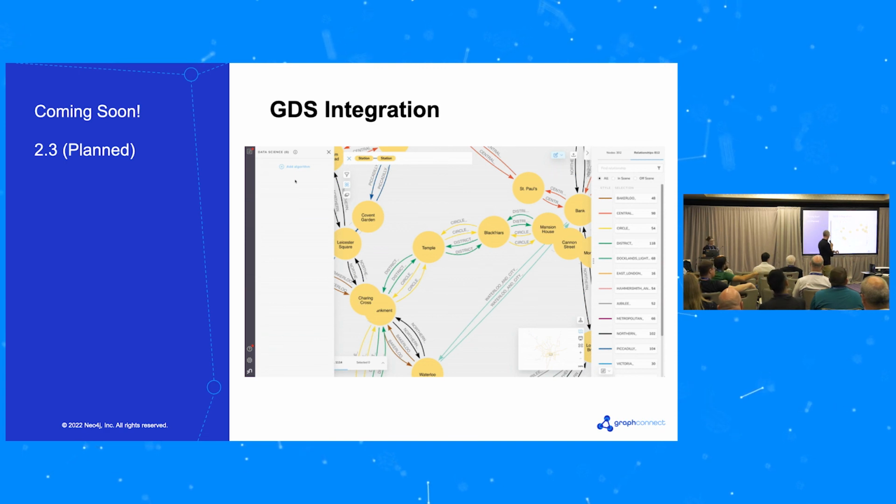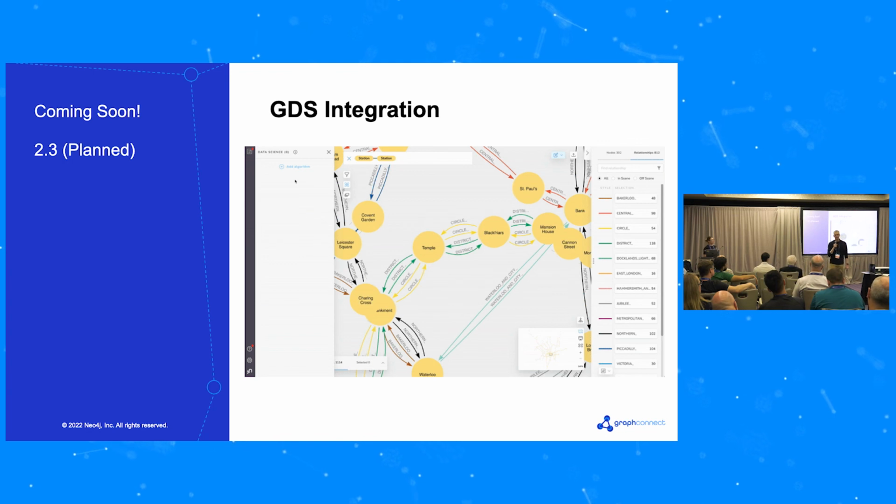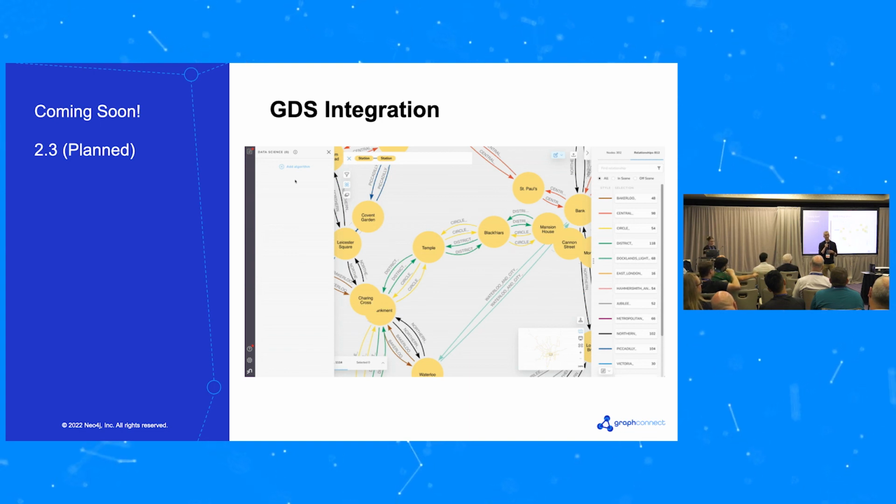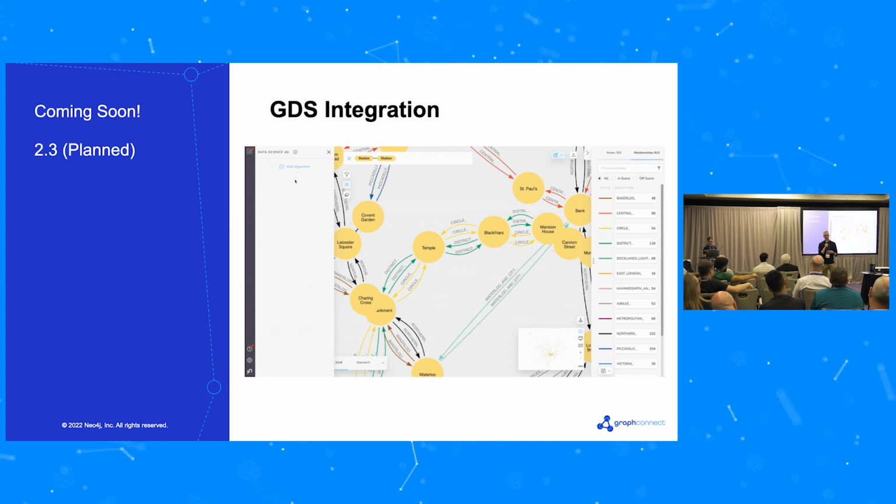And finally, I will leave you with GDS integration. So again, stay tuned for this next week, hopefully with Bloom 2.3, assuming everything goes to plan. And this was mentioned this morning at the keynote as well. And what you can do is load a scene and then apply algorithms directly to the data. Much like the time zone translation feature, we don't write anything to the database with this feature.